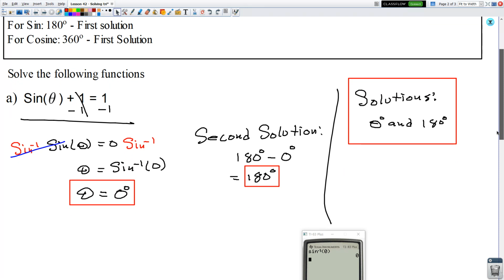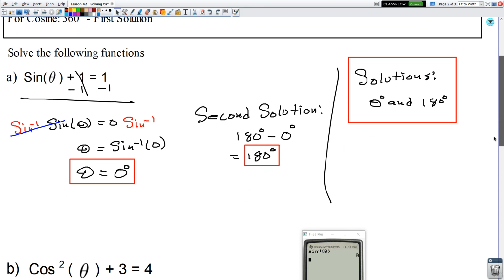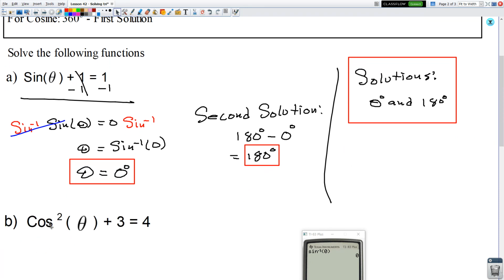This is something that we have seen in lesson 41, but we want to take a look into something that is more complicated. You can see that in example B now here.